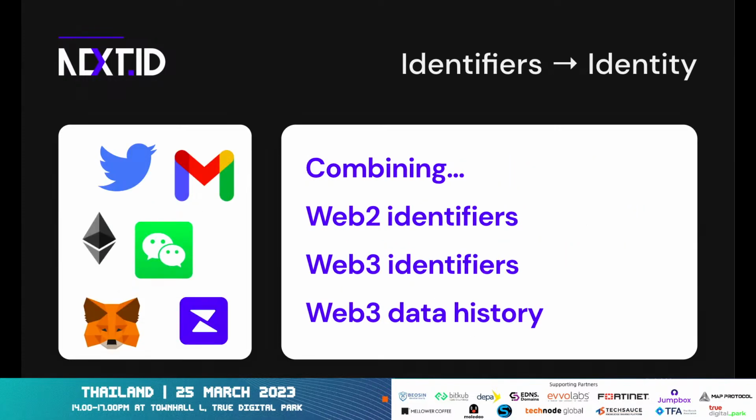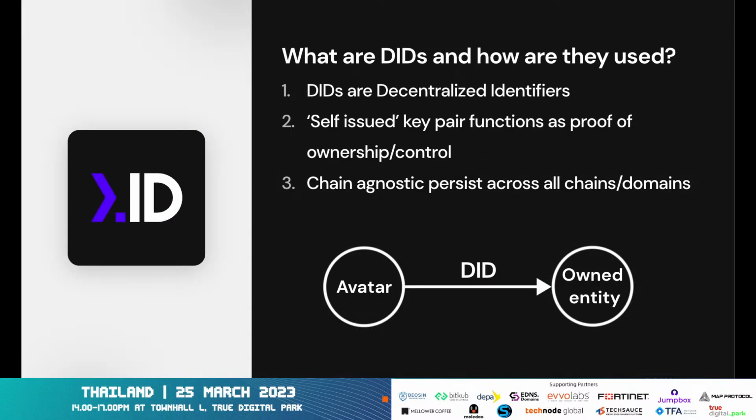And to combine all Web2 identifiers, Web3 identifiers, Web3 data histories, I think we can enable, let's say, a user right now, if he's an influencer on YouTube, how is he gonna bring all his influence into TikTok, into Instagram? He couldn't. No one can do that in Web 2, but in Web 3 it's different because you own your data, you own your identities. So in our approach, we think the answer is decentralized identifiers.